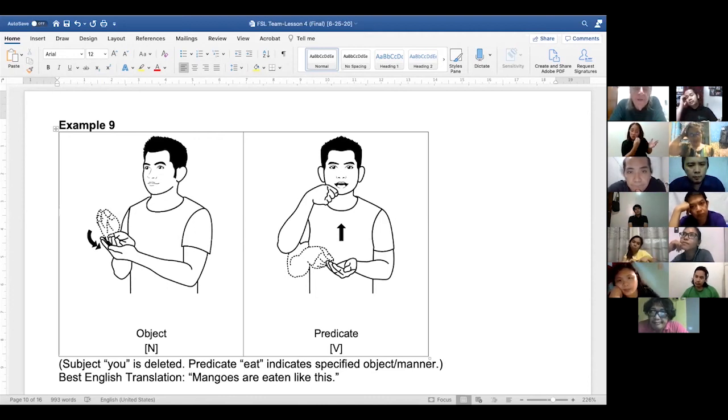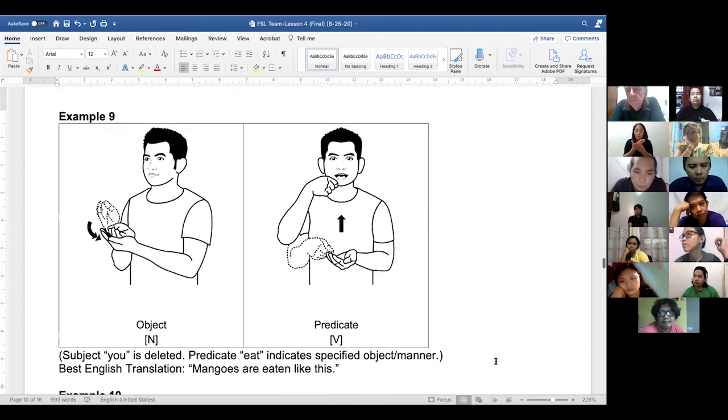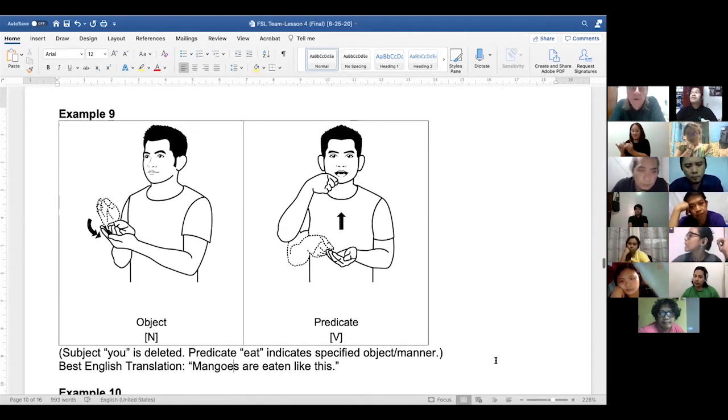Now, you notice the English translation. There's no subject in the English translation. So mangos are eaten like this. Now, we could also say, you eat mangoes like this, or we eat mangoes like this.